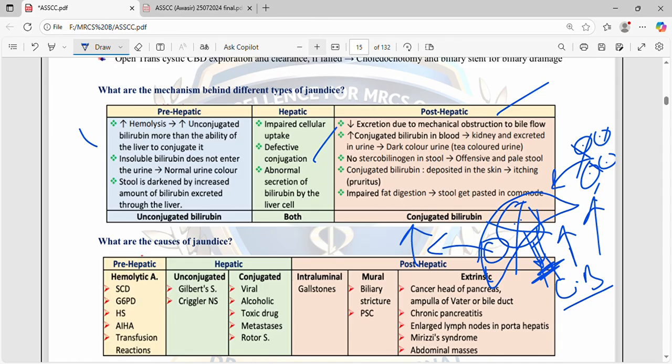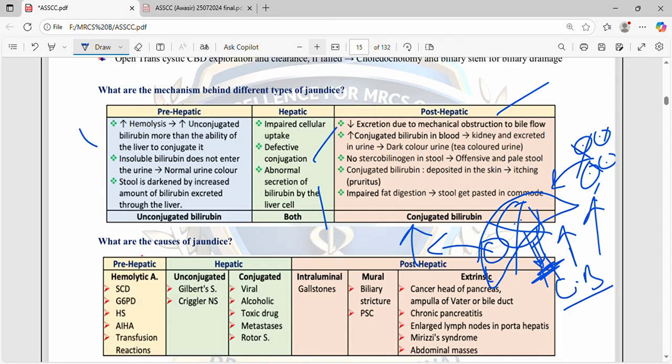Insoluble bilirubin does not enter the urine, so urine color is normal, and stool is darkened by the increased amount of bilirubin excreted through the liver. Unconjugated bilirubin is insoluble, so it will not affect the urine. In hepatic jaundice, impaired conjugated bilirubin is soluble in water, so it can affect the urine, giving darker colored urine. There is impaired cellular uptake, defective conjugation, and abnormal secretion of bilirubin by the liver cells. This can occur in hepatitis B and C viruses. It can cause both unconjugated and conjugated, but mostly conjugated.